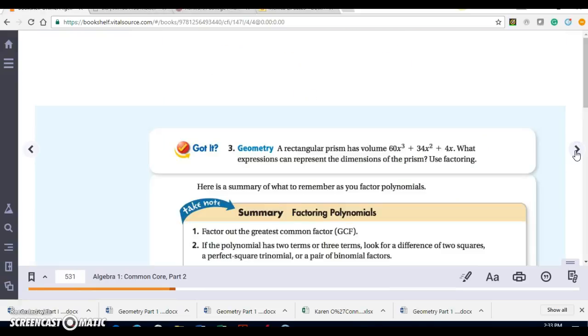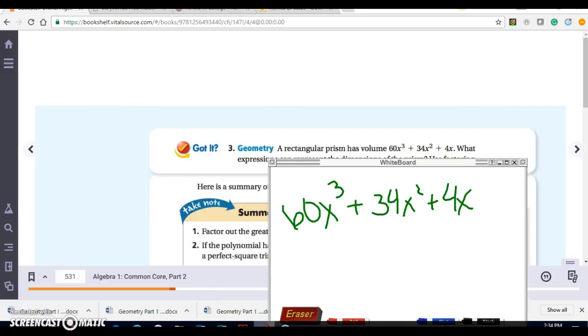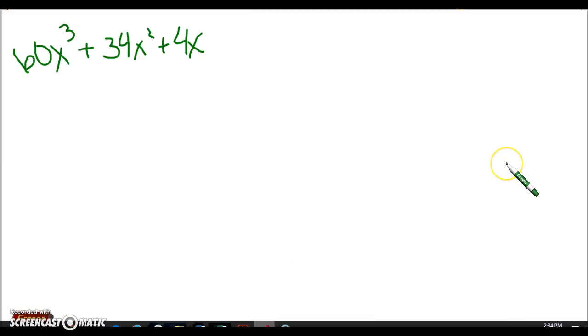So now let's do it on our own. It says a rectangular prism has a volume of 60x cubed plus 34x squared plus 4x. What expression can represent the dimensions of the prism? Use factoring. So I've written it on my whiteboard, and the first thing that I'm going to do is, of course, factor.